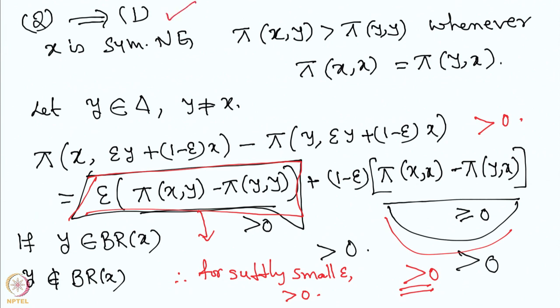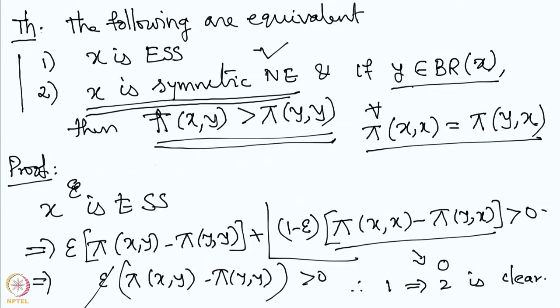So this immediately proves that this proposition is true. Whenever x is an ESS, x is also a symmetric Nash equilibrium, and further this condition holds, and this is an if and only if. Okay. So now we have proved this. Now we will see some interesting examples.